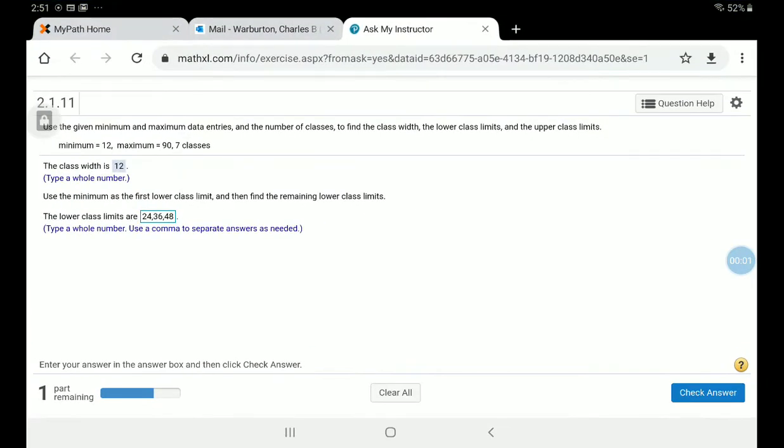Alright, so this problem wants you to find the class width and the lower class limits. The class width was already found, and how we found it was we took the range, and the range is the maximum minus the minimum. And then after we find the range, you want to divide it by the number of classes. So that's what we did. We did 90 minus 12 and then divided that by 7.